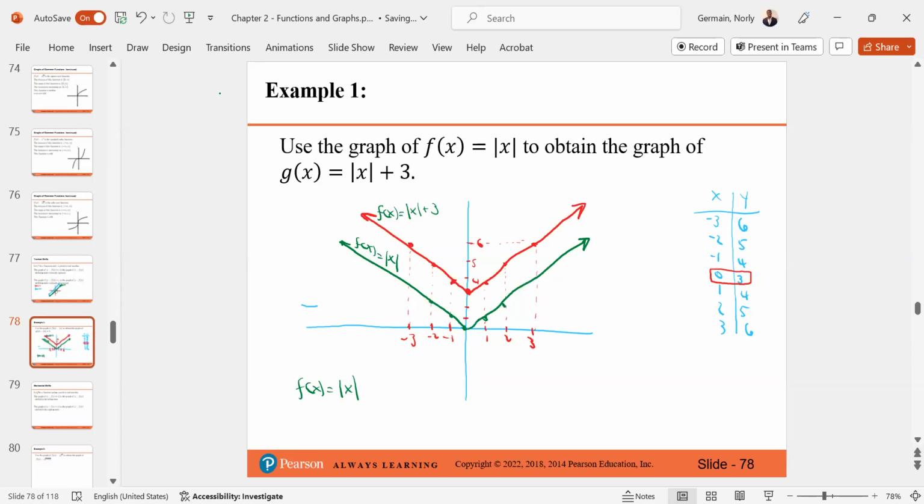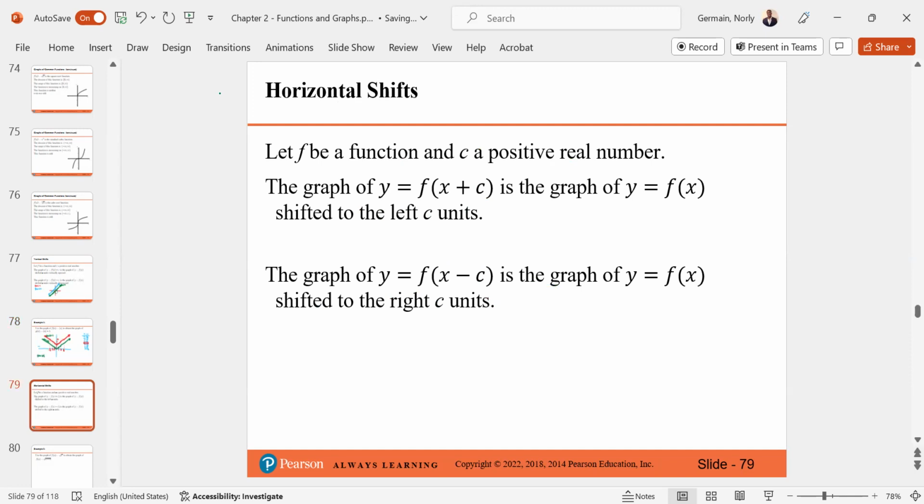But some other graph might request we do a horizontal shift. So what is the horizontal shift? If you let f be a function and c a positive real number, the graph of y equals f of x plus c is the graph of y equals f of x shifted to the left c. All right, that's very important to see.